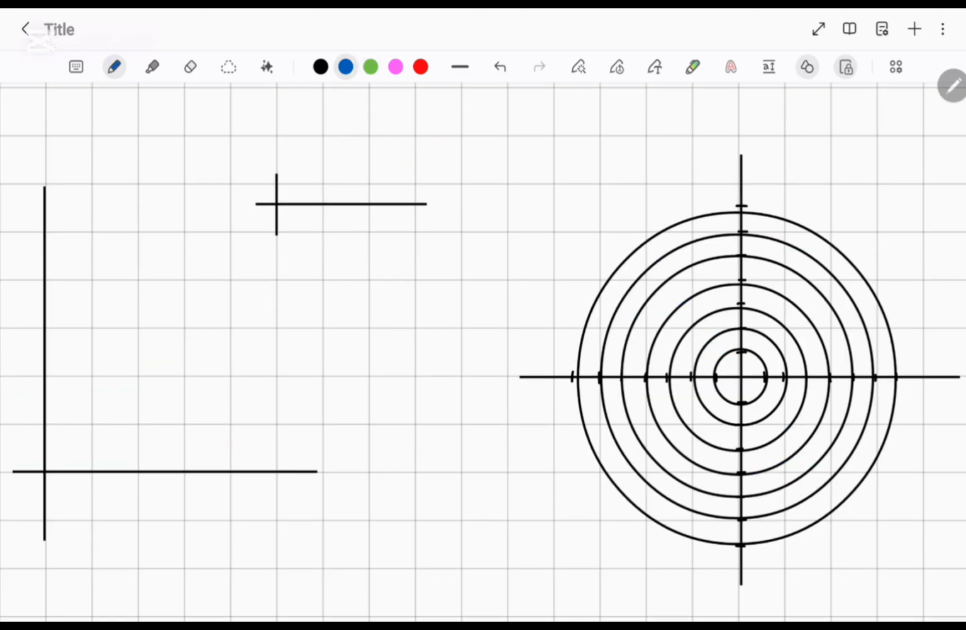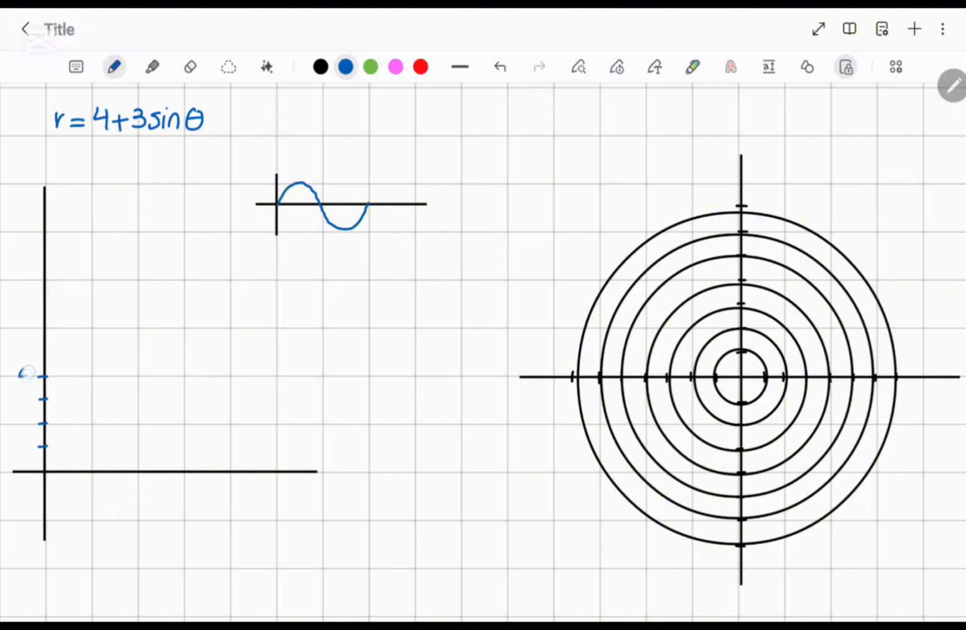So here I am back with our coordinate planes. So the example is going to be r is equal to 4 plus 3 sine theta. So it's sine theta, so the graph is going to just look like this. And the midline here is going to be 4.